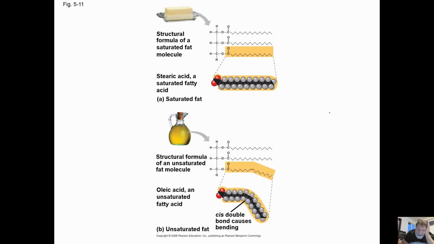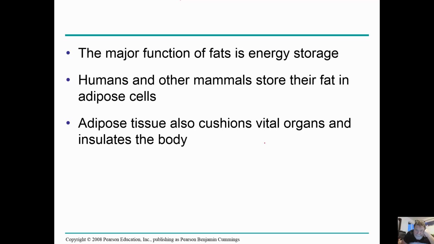We have saturated fatty acids and unsaturated fatty acids. Saturated fatty acids are normally in the organisms that can withstand a higher temperature. Sorry about that. And we tend to see these more in animals. That's the reason why butter is solid at room temperature. And then plants and some fish have unsaturated fatty acids, which allows them to be more liquid at lower temperatures.